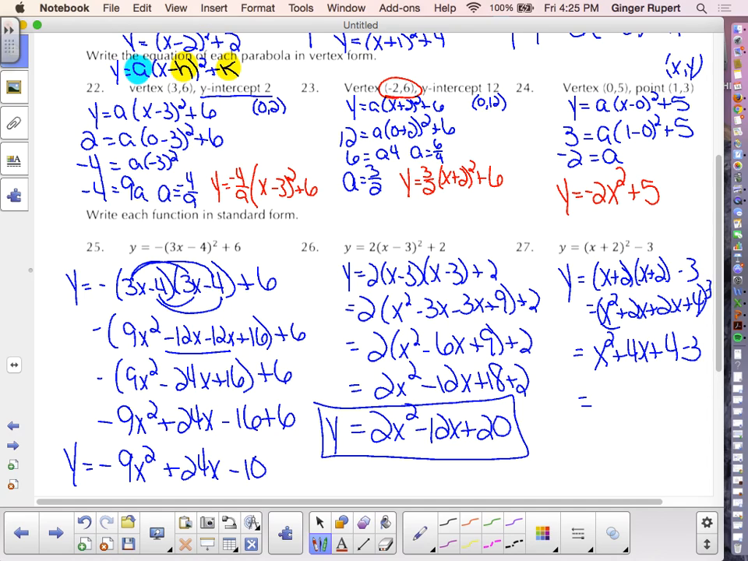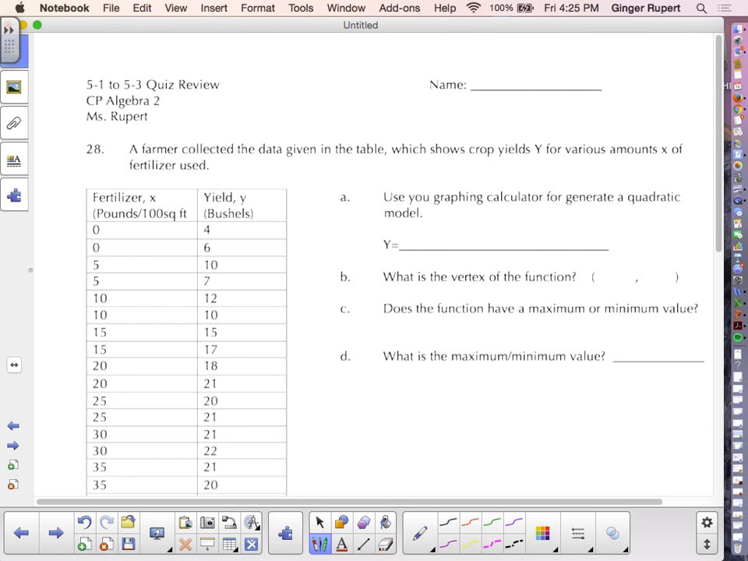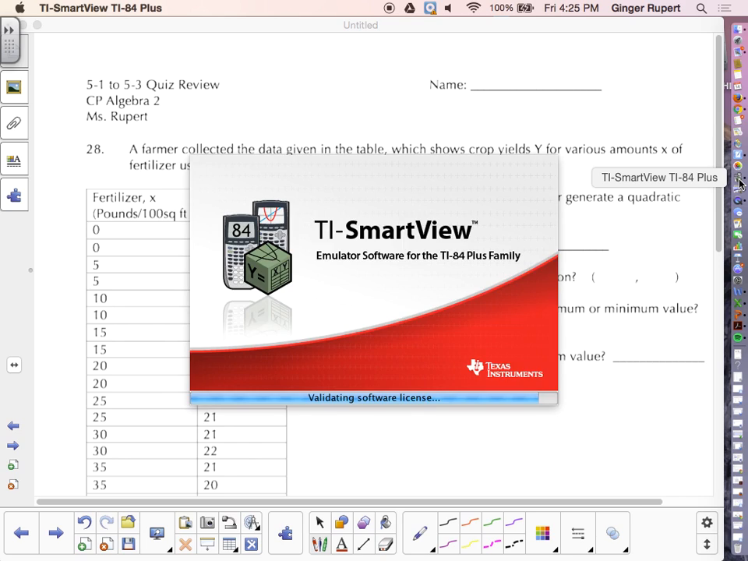And when you're finished, you should get x squared plus 4x plus 1. The next part is actually not too bad. We're going to go on and finish this review packet. This is the calculator portion. We're going to use the calculator to get the values you need. So I'm going to pull up my calculator.